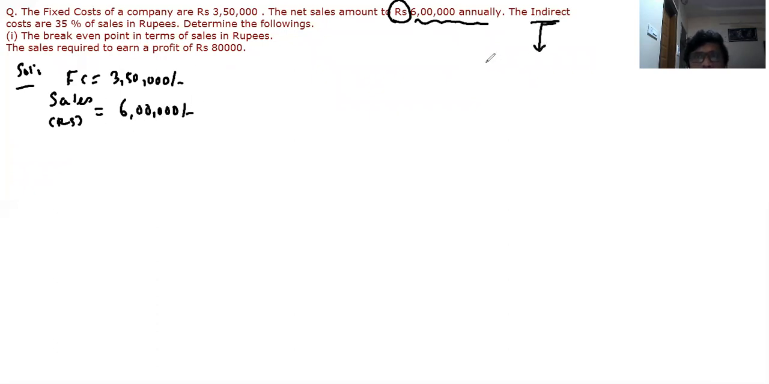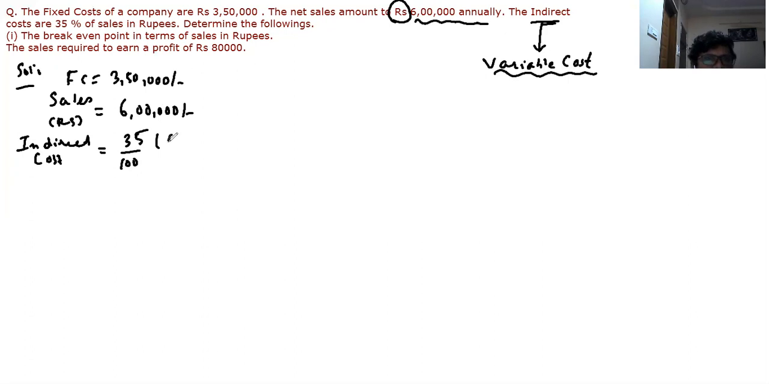The indirect cost means it is nothing but the cost which is varying with respect to quantity. It is nothing but the variable cost. So the indirect cost, you can also take it as a variable cost. It is 35% of the sales. So the variable cost is given as 35% of the sales. The sales is 6 lakhs. So if you simplify this, you'll be getting around 2 lakhs 10,000 rupees, right?